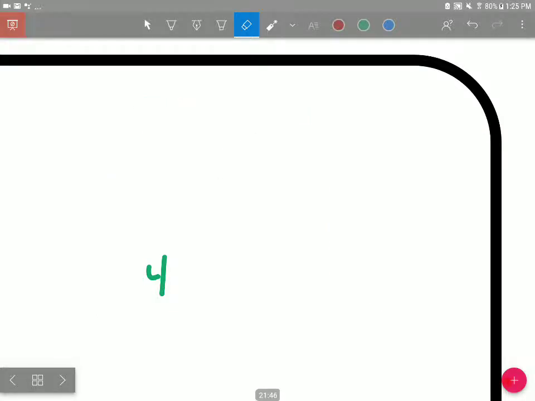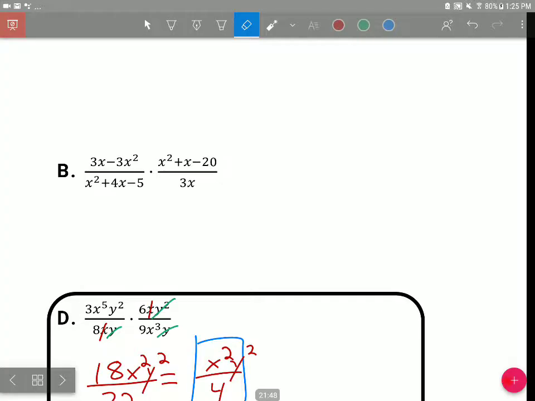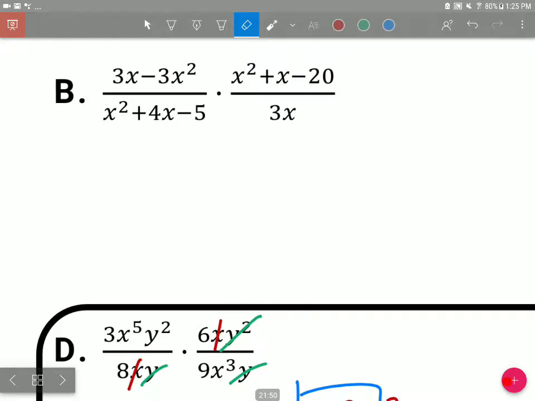Let's do letter B. Scroll up to letter B real fast. Let's start the factoring. Letter B. All right, the top. Can I divide anything out of this? Yes. What? 3. I can divide a 3. Can I divide an x out? Yeah. So I can divide it by 3x. What is 3x divided by 3x? 1. Anything divided by itself is 1.